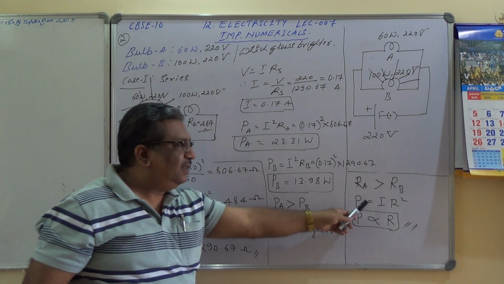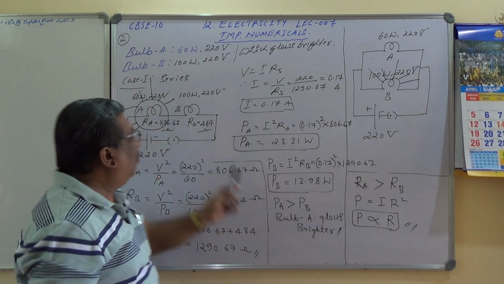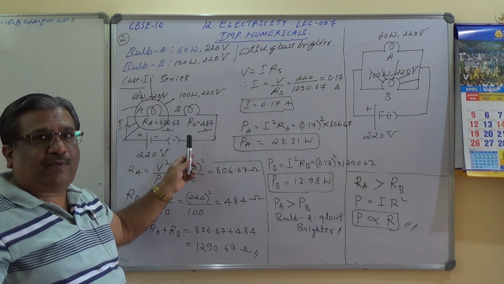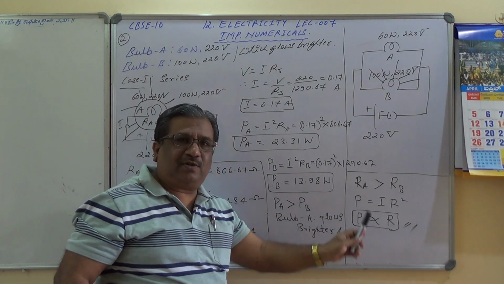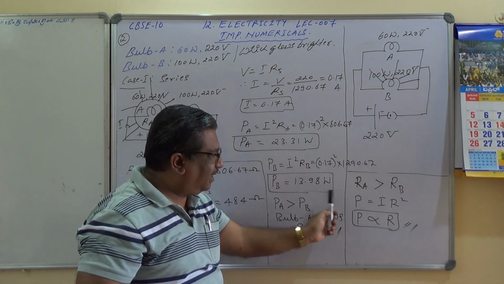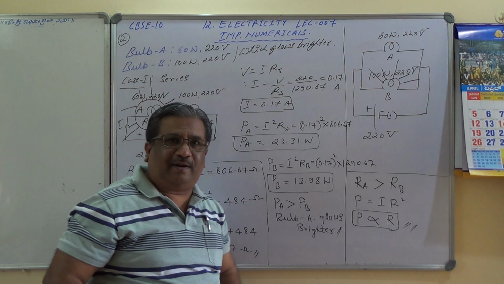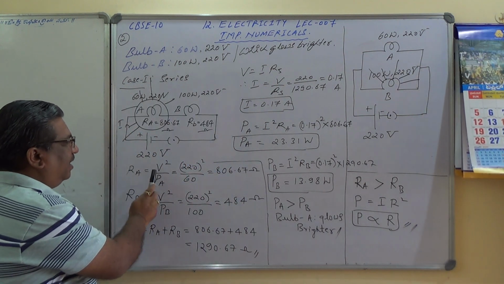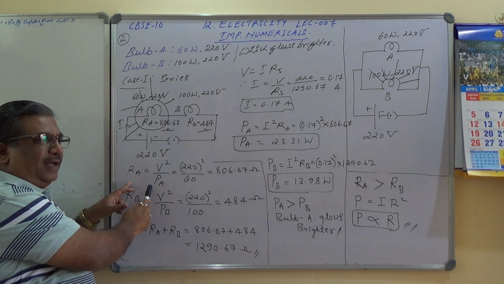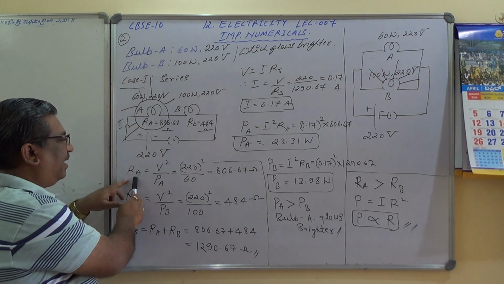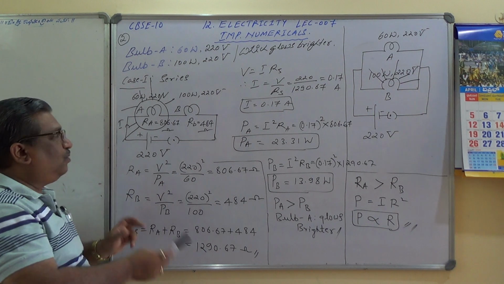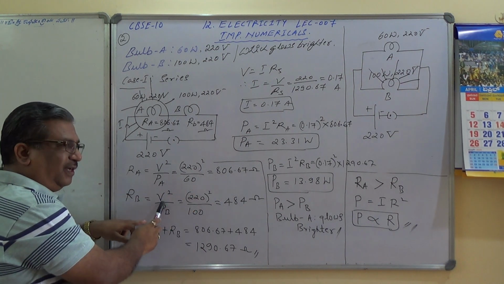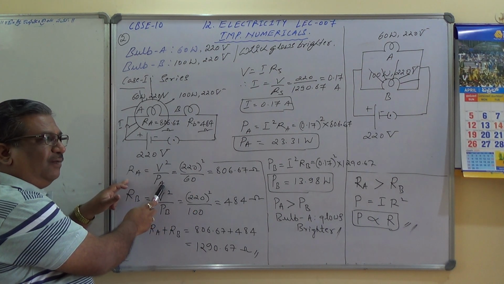And finally, this formula we are considering because the voltage drop is different in both the bulbs. What remains constant? I remains constant. Therefore, that is kept constant and directly power is proportional to R over here. But here, in order to calculate RA and RB, we are calculating based on the power rating. So in power rating, RA is inversely proportional to power. Voltage remains constant in both the cases.